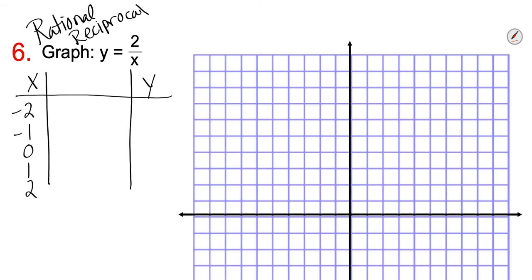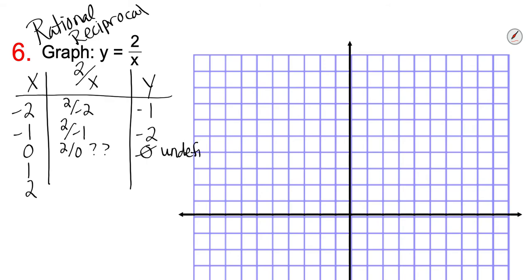Okay, it's kind of nice that we can figure out anything with this XY chart. We're just doing 2 over x. So the first one will look like this. 2 over -2, you get -1. 2 over -1, we get -2. 2 over 0, uh-oh. What happens when you divide by 0? Can you divide by 0? No, this is undefined right here. Okay, you cannot do it.